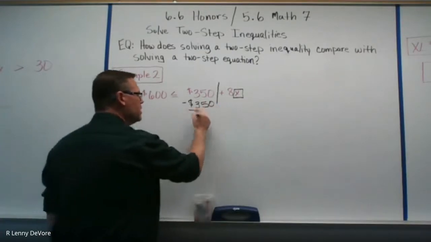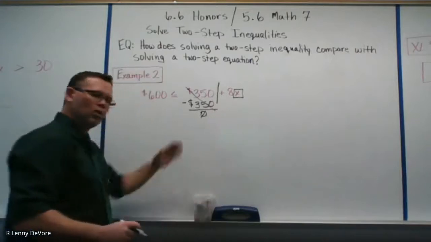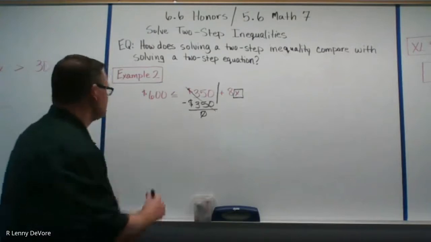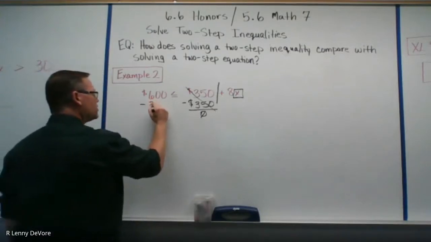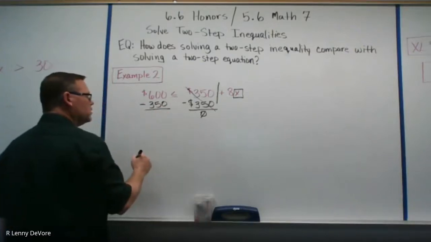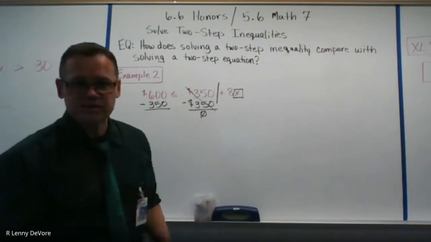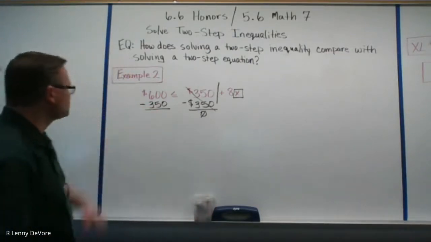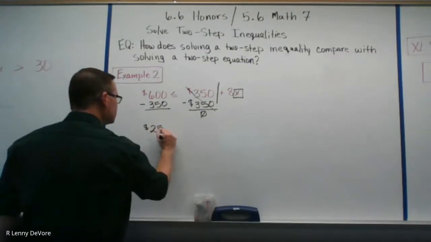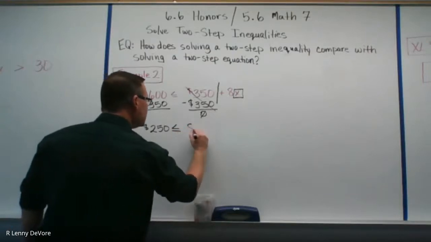Do the opposite. This ends up being 0. It gets rid of this. But remember, we cannot do one thing on one side of the inequality and not do it on the other. So that means I'm going to subtract 350 over here also, okay? Now, because we're subtracting, this does not change the inequality at all. It still stays the same, okay? So when I subtract this, I get $250 is less than or equal to 8x.